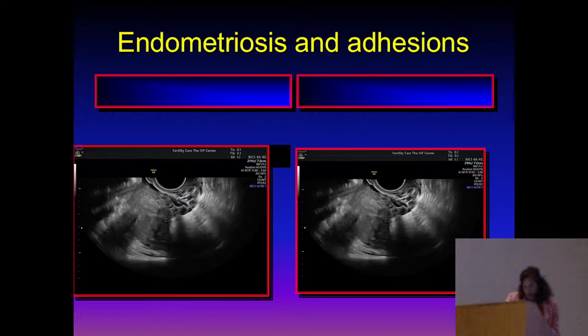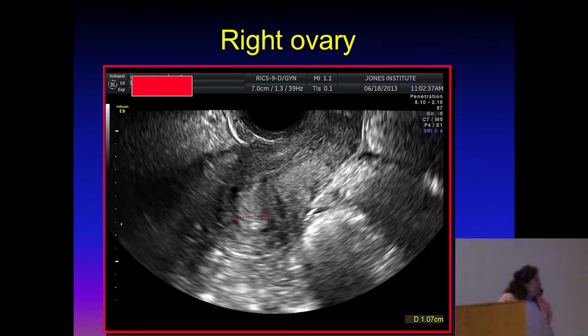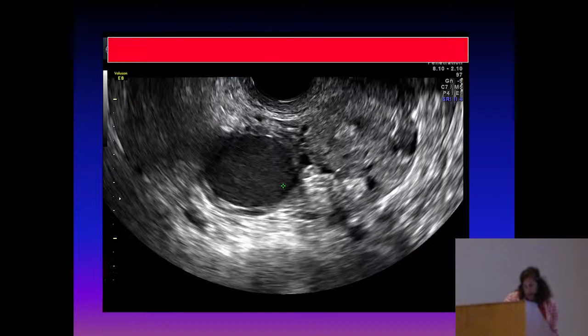And some other examples of this endometrioma in this patient. So you would expect at least stage 3, stage 4 endometriosis. There's the uterus. The right ovary has, so you have a classic endometrioma with the ground glass appearance.